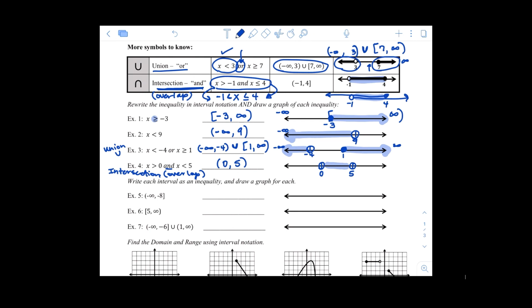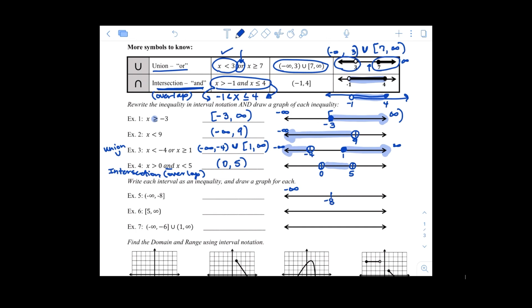Okay, let's reverse it. Write each interval as an inequality and draw a graph for each. Let's start with the graph, and then we'll go back to inequality notation. Now, interpreting this interval. From left to right, we see that our left-hand value is negative infinity. So I'm already thinking this portion of the graph. I see that our interval is going to stop at negative 8. So wherever I choose to put negative 8, that's where we're going to go.